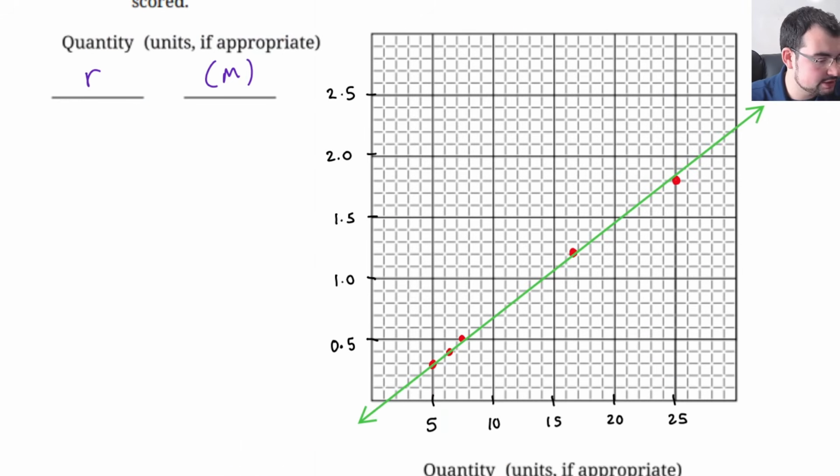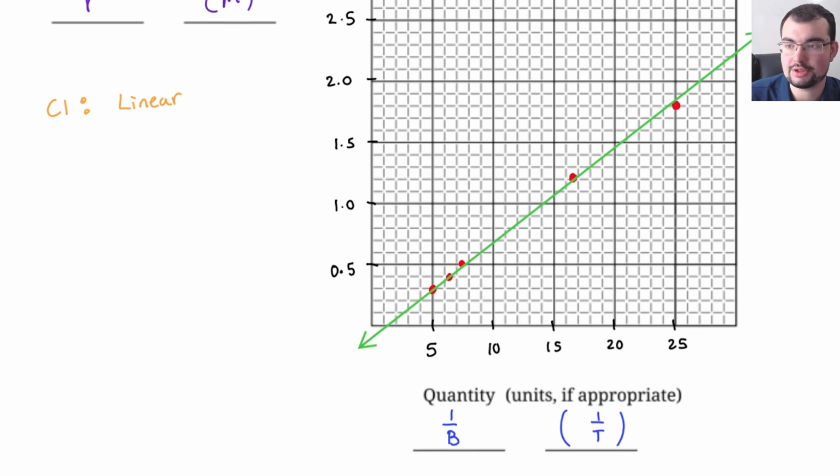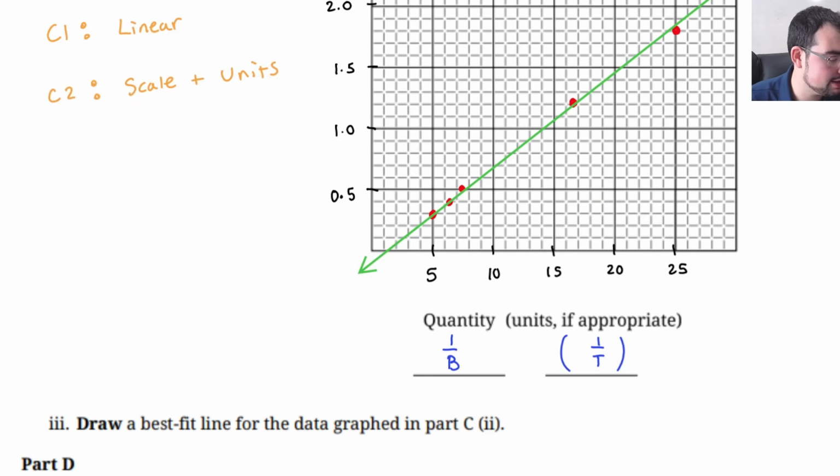Here's the linearization. So, to get your C points, C1, you have to have picked a linear relationship. We don't care what relationship you graphed as long as it's linear. So some sort of reciprocal has to work out here. C2 is the scale plus the units. So make sure if you transformed anything, you transform the units as well.